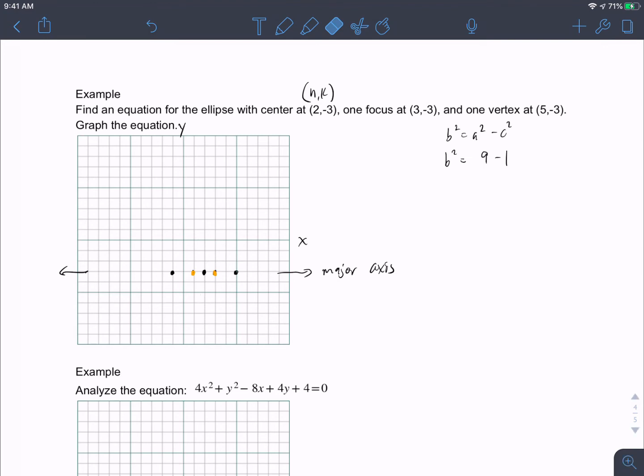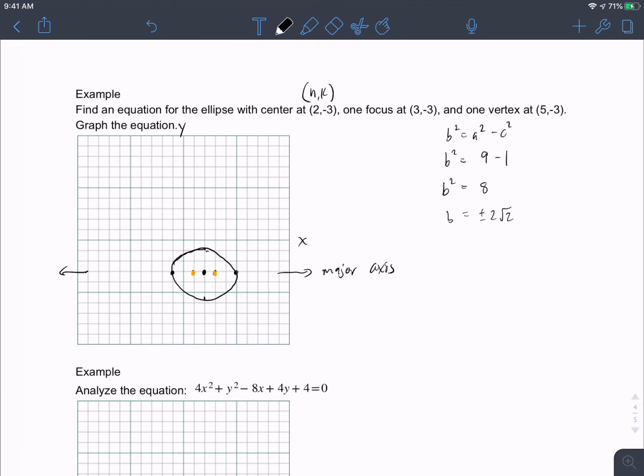Now to find my b, b squared is equal to 8. So b is equal to plus or minus 2 radical 2. And so that's about there. And so my ellipse is going to look something like this.